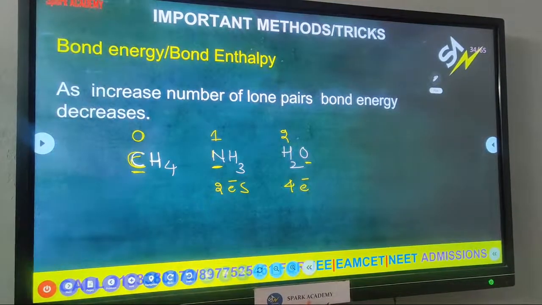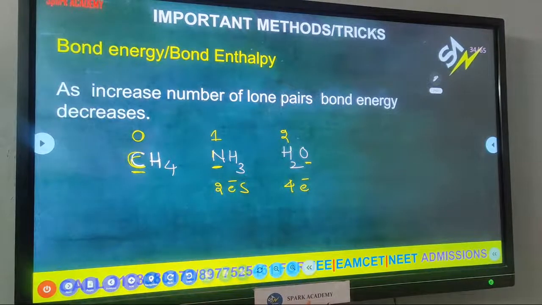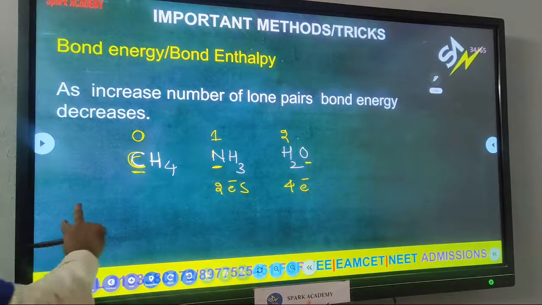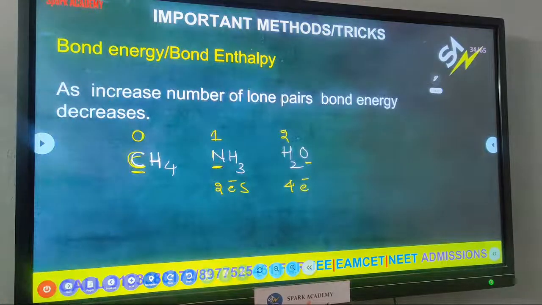Number of lone pairs 0, number of lone pairs 1, number of lone pairs 2. What about bond energy? It is opposite, decreasing. So as the number of lone pairs increases, bond energy decreases. Clear? So bond energy and bond enthalpy, we completed here with number of lone pairs.